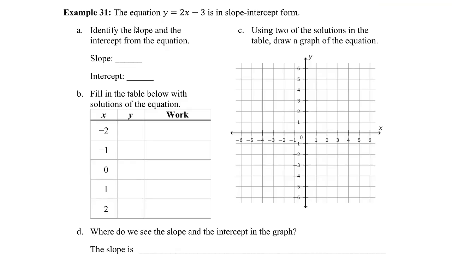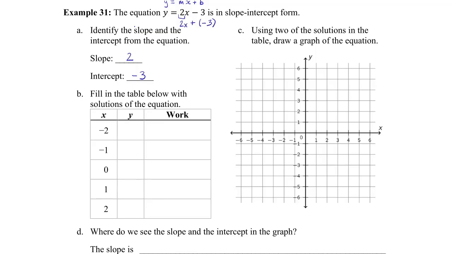In example 31 here, we have the equation y equals 2x minus 3. So this is the slope-intercept form. We're matching this up to y equals mx plus b. And so our slope, the number multiplied by x, is 2. What about the number that's added on here? Right, so 2x minus 3 is 2x plus negative 3. In other words, our intercept is negative 3.